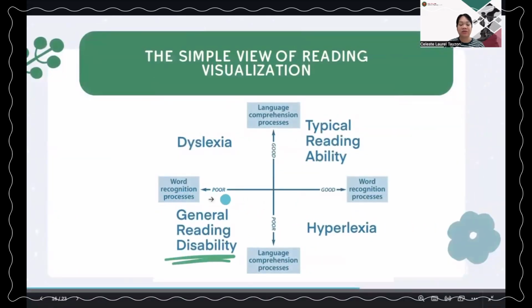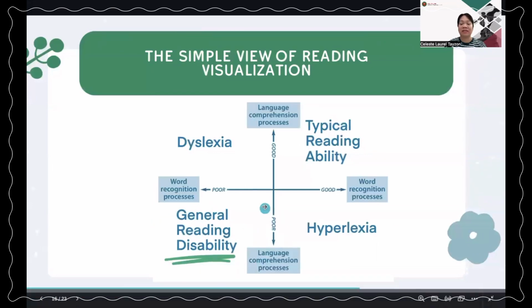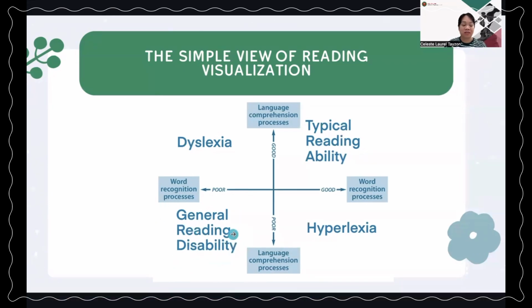Now, let's go to the third quadrant. In the third quadrant, these are kids with poor word recognition processes, and they have poor language comprehension processes. Now, these are the general reading disability. The facts about the group here, they may be the largest group in our school system.